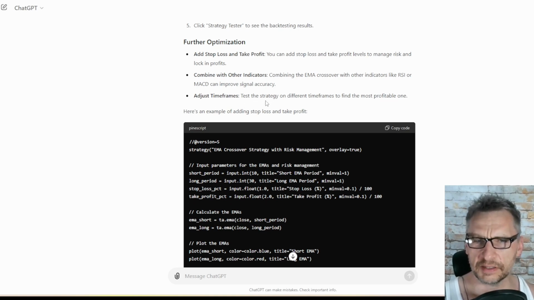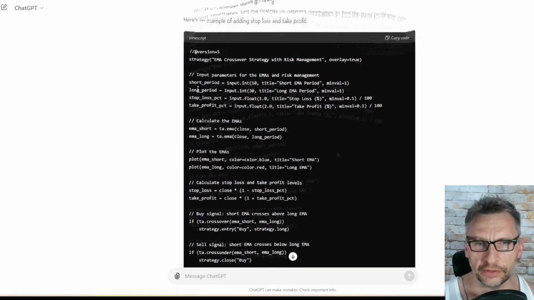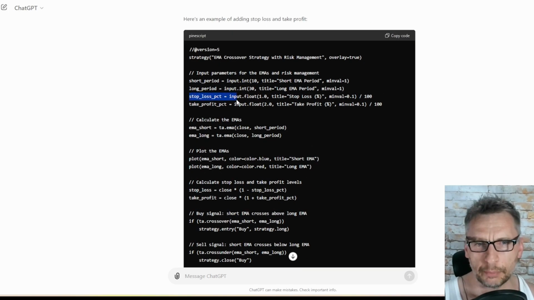Test the strategy on different time frames to find the most profitable one. Here's an example of adding stop loss and take profit. So in this particular script, if you notice here, there's stop loss right here. Stop loss and take profit. These two lines are missing in the earlier script.